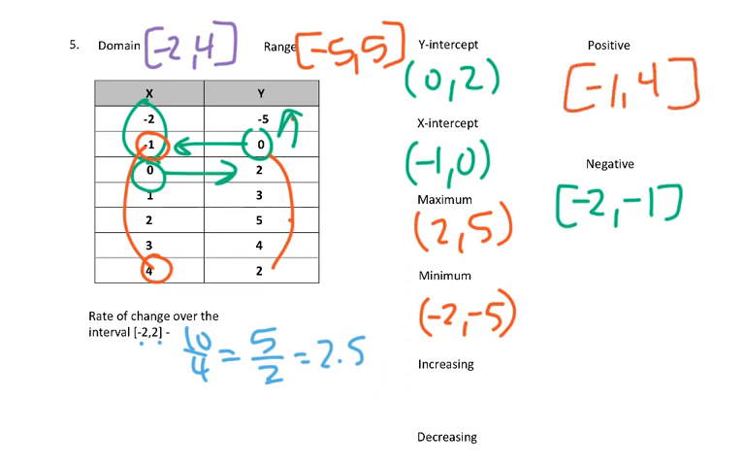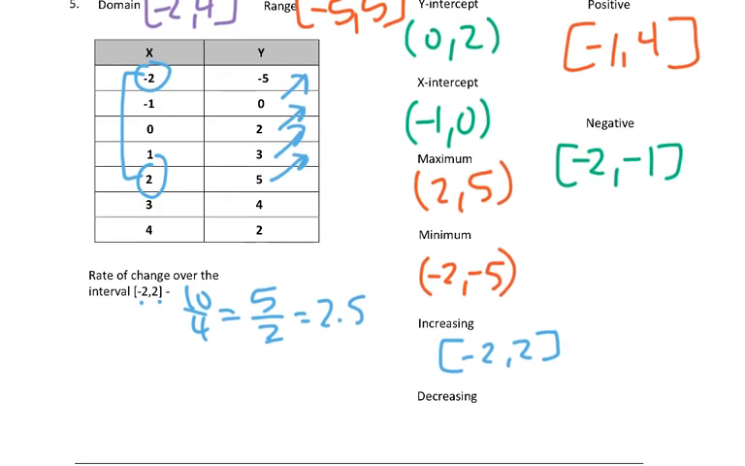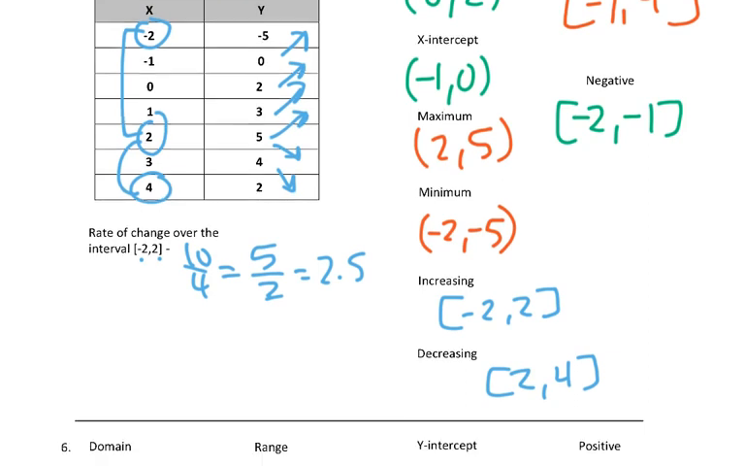Now, for increasing and decreasing, all we do is take a look at our numbers. Say from -5 to 0, we're increasing. To 2, increase. To 3, increase. To 5, we're increasing. Then we're not increasing anymore. So I go from -2 to 2, we are increasing. Then for decreasing, 5 to 4, 4 to 2, so from that 2 to 4 is where we're decreasing. And there's our first table.